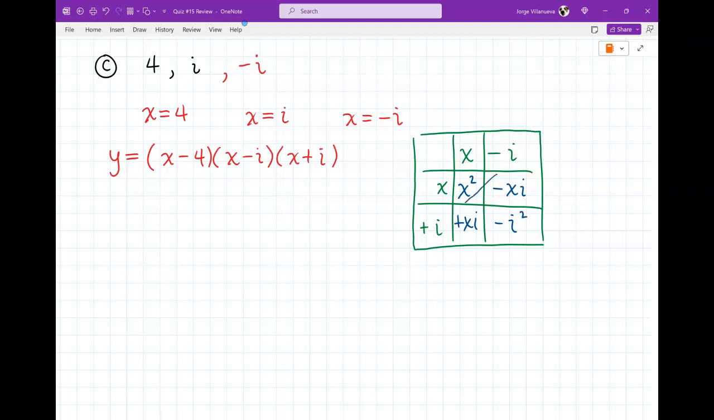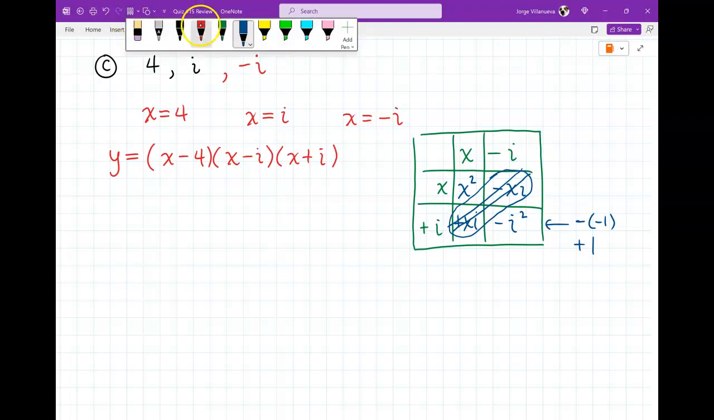What happens to these terms right here? These cancel, right? They're gone. And what's negative i squared? Well, i squared is negative 1. What's negative i squared? Positive 1, right? Plus 1. Because it's minus a negative 1. So it becomes plus 1. So let me write that out for us.